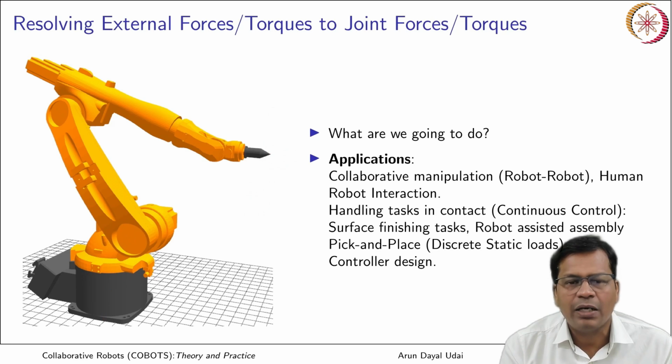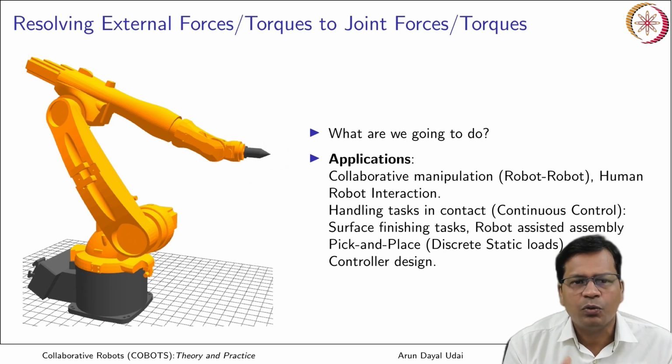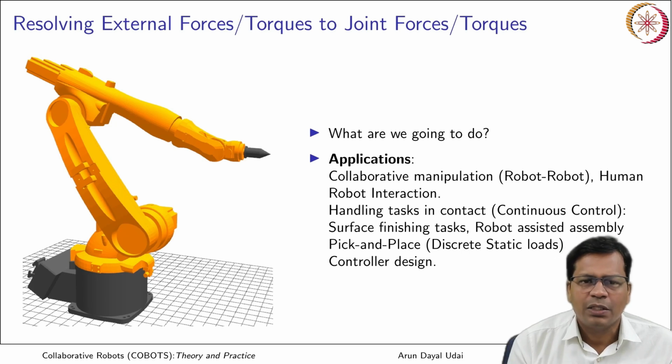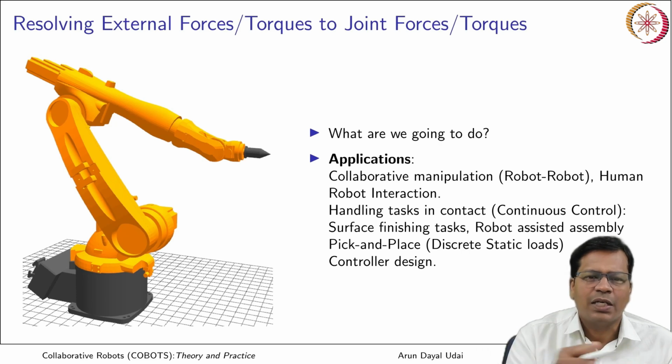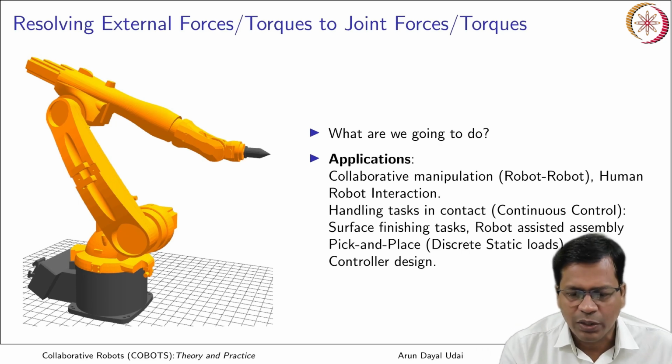So applications are collaborative manipulation, that is robot interaction or human-robot interaction, and handling tasks in contact which are in continuous control, like surface finishing tasks: grinding, polishing, buffing, deburring. All these tasks, this is very important. In the case of grinding, if you vary the amount of force, the ground surfaces will be different. So you have to maintain a constant reaction force against that surface. That is what I want.